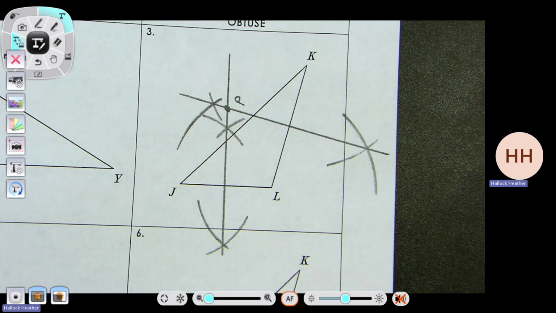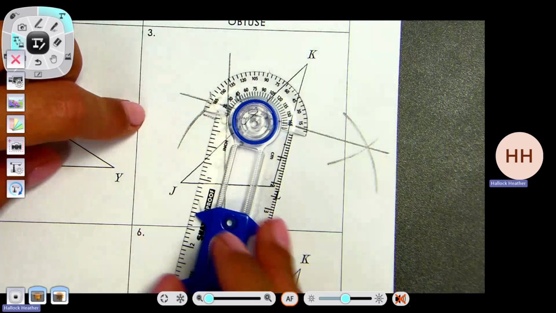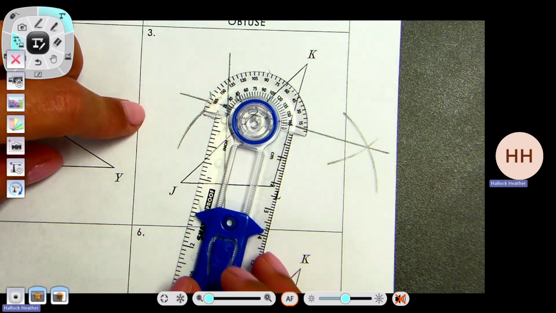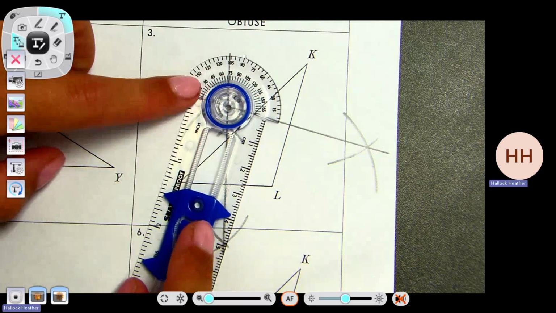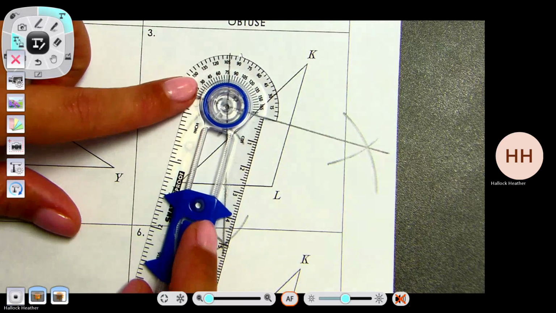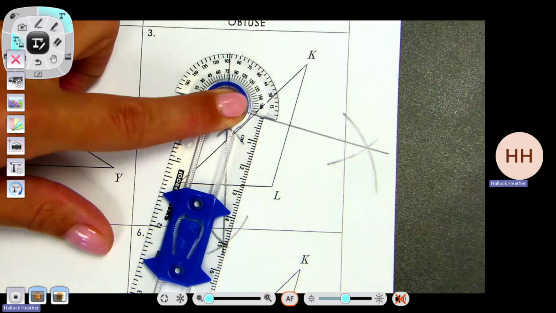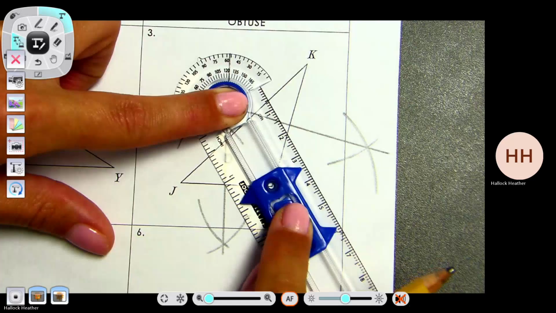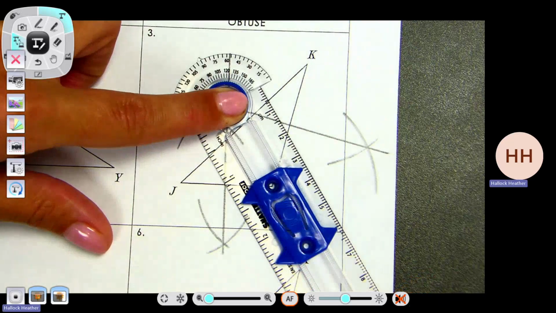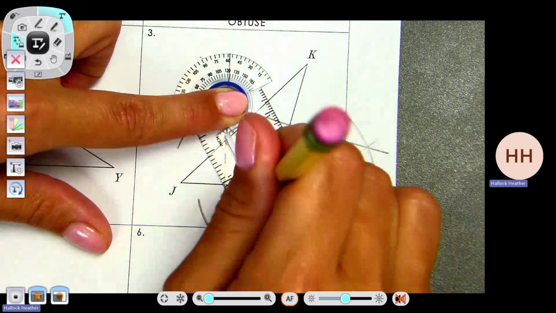So you're going to put your compass on P. Put it on P. You're going to open up to one of the corners. It doesn't matter which one because they should technically all be the same. So I'm going to open it to L. You should see the corner of the triangle, not the letter. And then you're going to go all the way around.